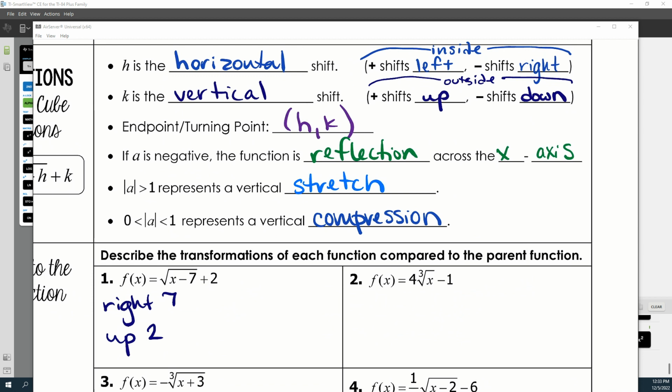All right. And then for number 2, there's 2 things going on. We're multiplying by this number on the outside, which is these things right here. Since that number is greater than 1, it's going to be a vertical stretch. And then this minus 1 is this subtracting on the outside, so it's going to be down 1.